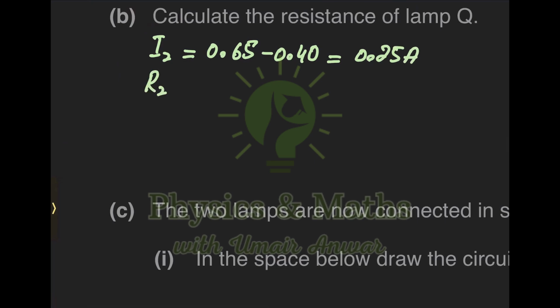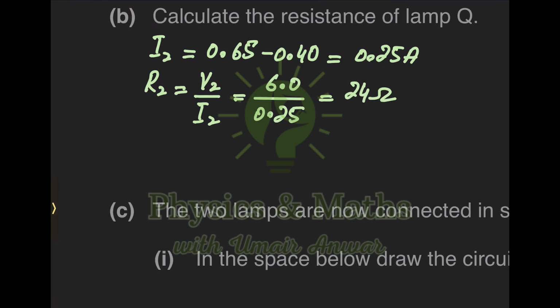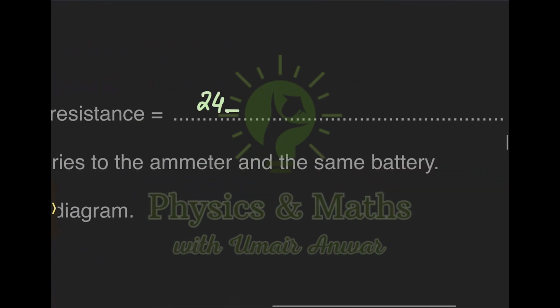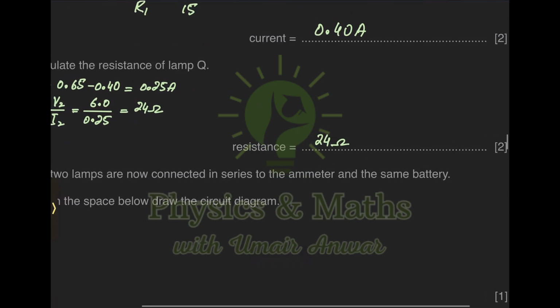Now the resistance could be calculated by dividing the voltage with the current. The voltage is still going to be the same, which is 6.0 divided by the current of 0.25 amperes, and the answer is 24 ohms. So the answer in two significant figures is 24 ohms for this part.